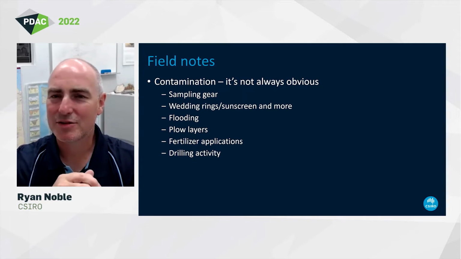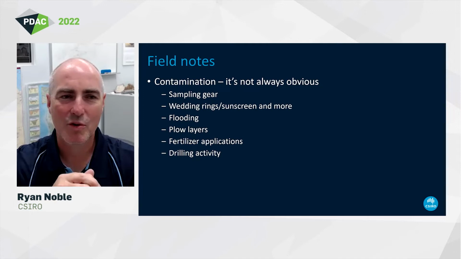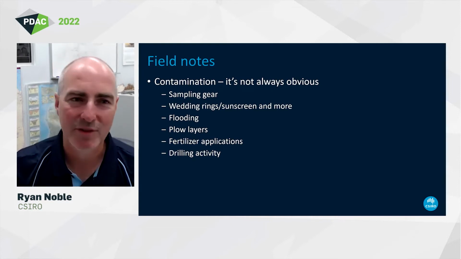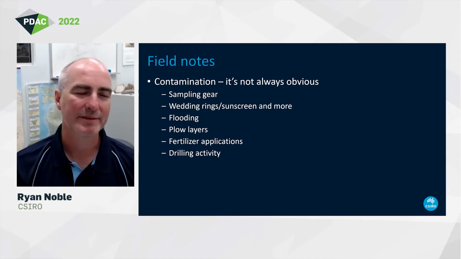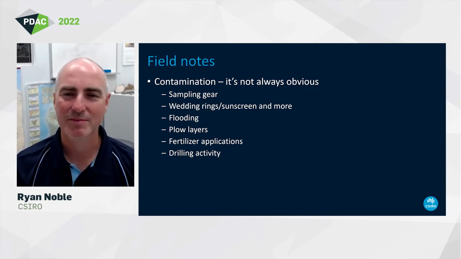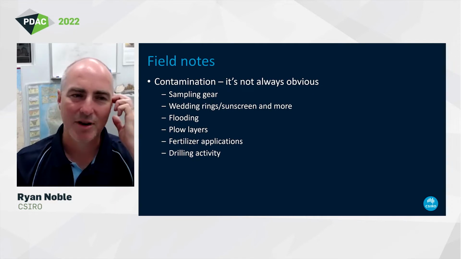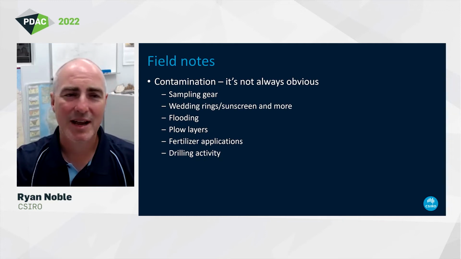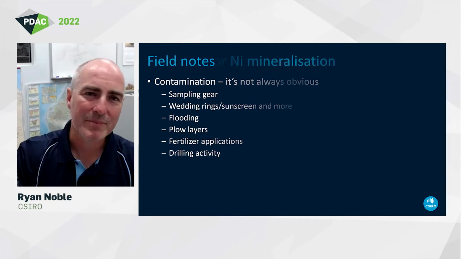Understanding flooding in your terrain, if there is potential for water movement and lateral flow, that can be really influential, particularly if you're in, I'd say, a brownfields environment, or an early or mid greenfields environment where you've got some drilling potentially nearby where those materials might be moving around. That's the sort of contamination you should be noting, and that does happen quite often. Plough layers and fertilizer application in agriculture are another one like this.